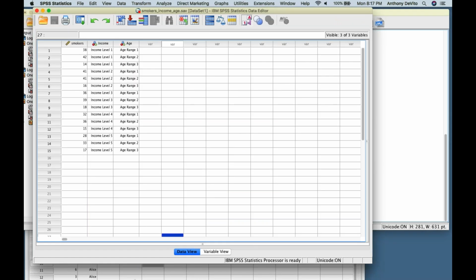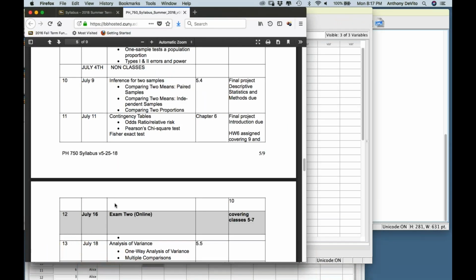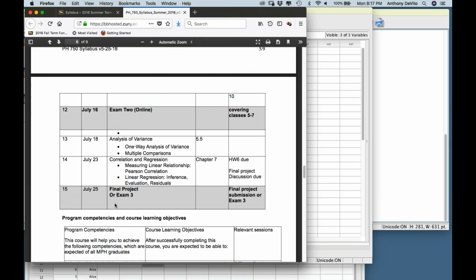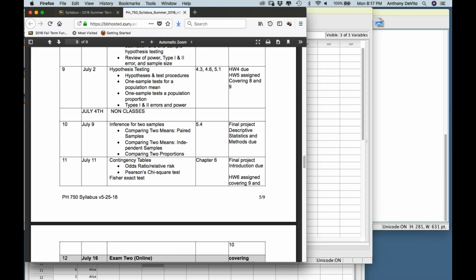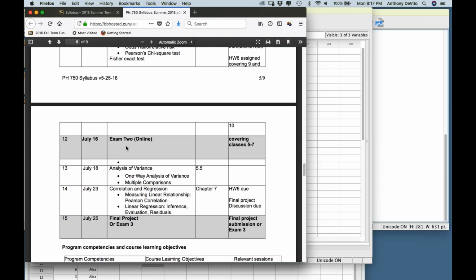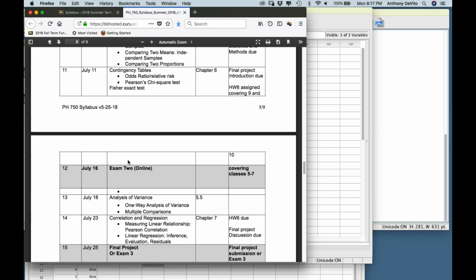Now, coming up this Wednesday, 2 days from now, we're going to look at something called contingency tables and chi-square. Following that, we have an exam scheduled for the 16th. I guess that's Monday, the 16th. This exam's going to be online, so technically we won't meet as a class. You'll work on the exam.